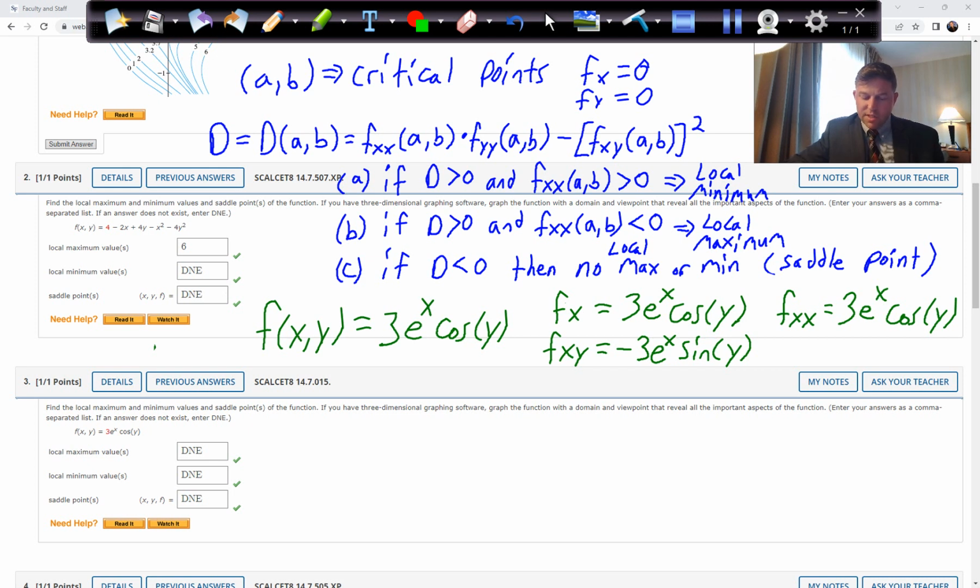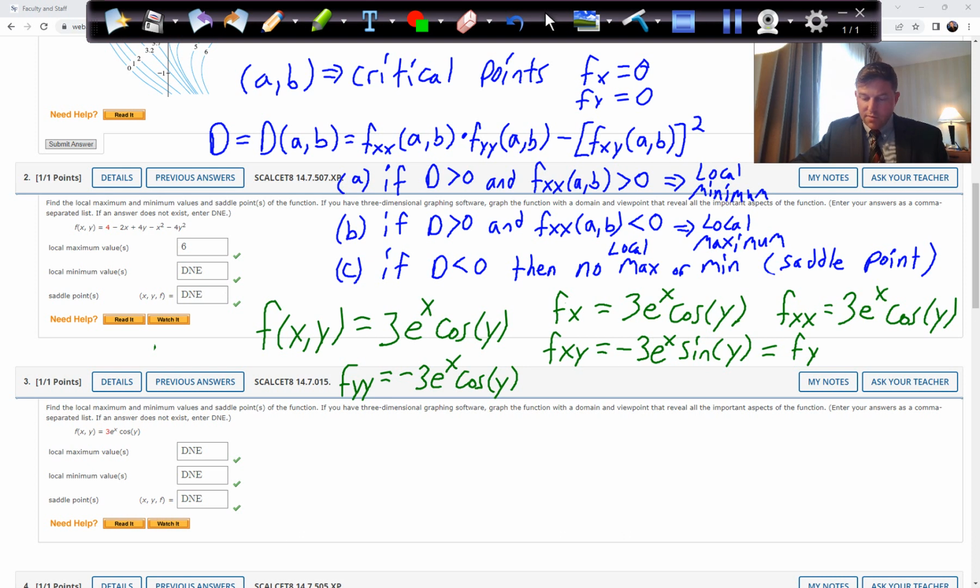But since fx was the same as the original equation, this also has to equal fy, since we did a derivative with respect to y. And then fyy would be the derivative of this with respect to y. Now the derivative of sine is cosine, so it's negative 3e to the x cosine of y. Okay, so we have fx, fy, fxx, fyy, and fxy, all 5 of the things we could possibly want.